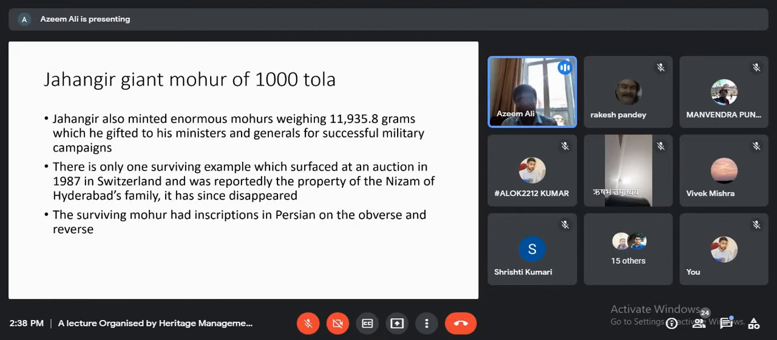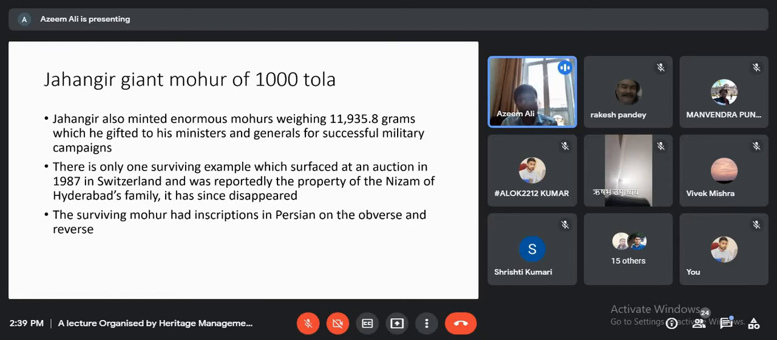And there's only one surviving example of one of these giant mohurs. And this surfaced in an auction in 1987 in Switzerland. And reportedly at the time, it was reported in the Indian press, it was the property of the Nizam of Hyderabad. But after the auction, perhaps after some outcry of the Indian government, it has since disappeared. So nobody knows where it is. It might be in a vault somewhere in Switzerland.